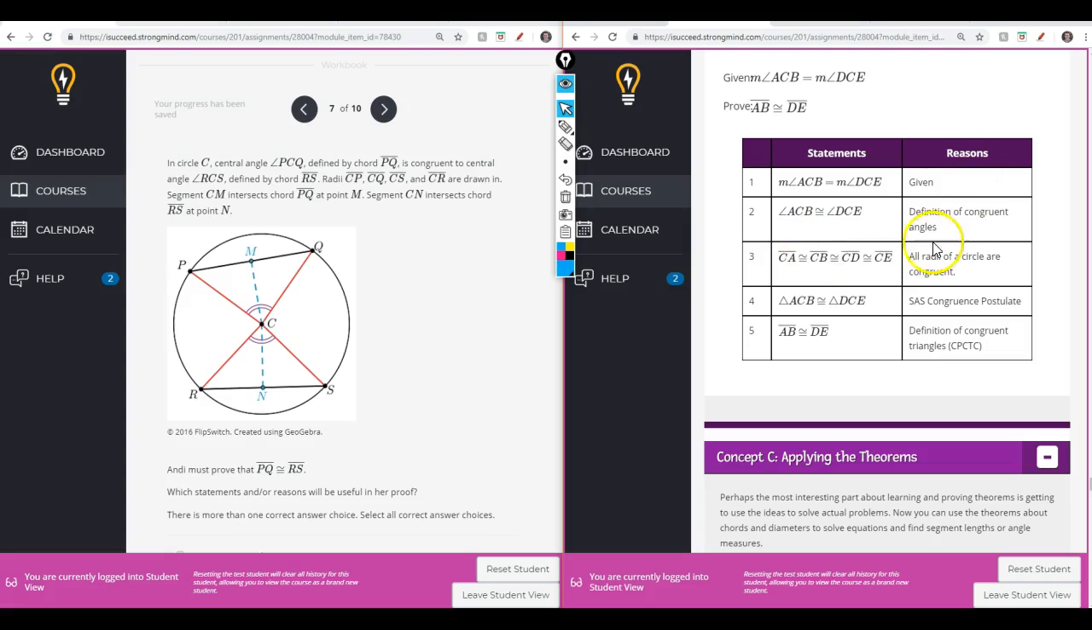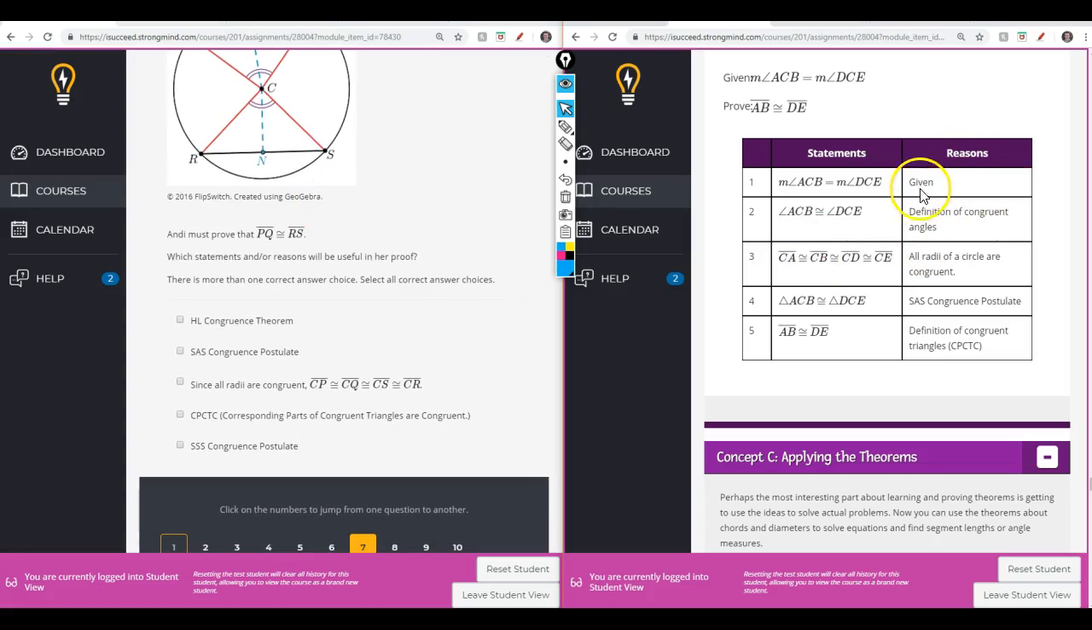This is the proof of it. So this is what I would look for. I'd look for everything on this example and compare it to this side. So they have definition of congruent angles. That's not on there. They have all radii of the circle are congruent right there. They have side angle side congruence postulate right there, and definition of CPCTC.